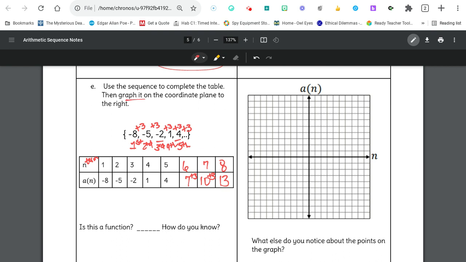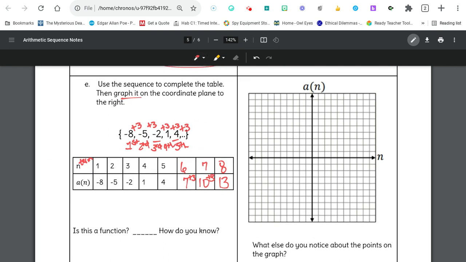After we finish it, graph it. So for n equals 1, think of this as a coordinate plane, as an ordered pair. 1, negative 8, 2, negative 5. The first term was negative 8. 1, 2, 3, 4, 5, 6, 7, 8. The second term was negative 5. The third term was negative 2. The fourth term was 1. The fifth term was 4.